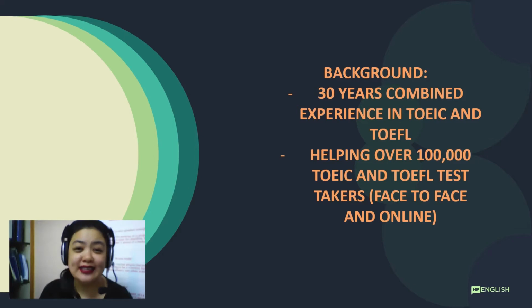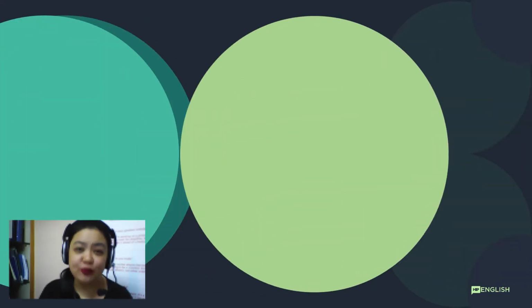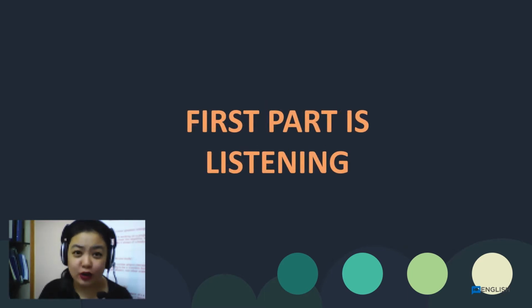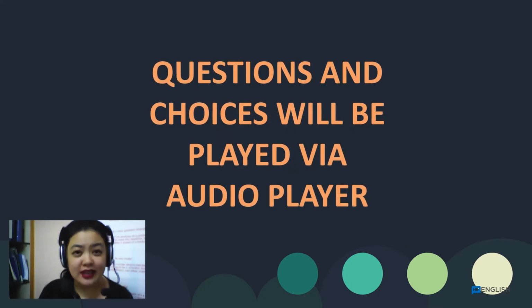The TOEIC listening and reading test is divided into 2 sections. The first part is the listening exam, and the second part is the reading exam. The first part of the test is the listening section. For this section, all of the questions and answer choices will be played via an audio player. Take note that once the recording has started, test takers are not allowed to leave the room and latecomers will not be allowed to enter anymore.